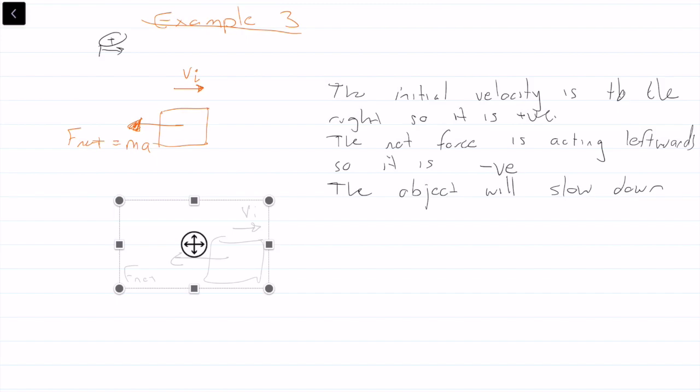So here's a case where we have a negative acceleration and the object is slowing down. Okay, so if we look at a different scenario, all I'm going to do here is change the direction of some arrows. We're going to make that to the left.